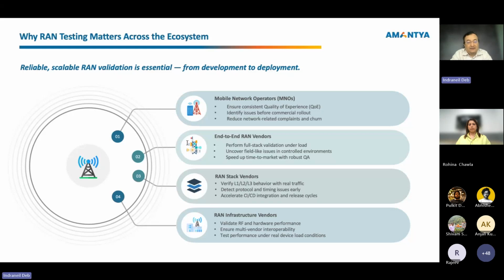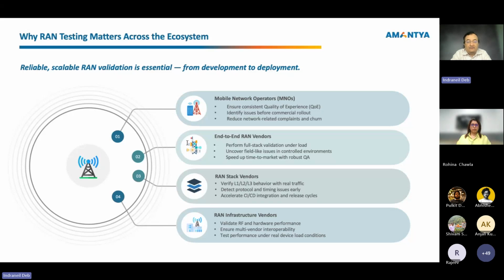The RAN stack developers are the third party. So these guys typically develop RAN software. Their areas of focus would be more or less similar to the end-to-end RAN developers. More specifically, they would be trying to test software implementation, focusing on L1, L2, L3 behavior, in addition to speeding up the testing cycle. The last player, however, is a relatively new addition to this list, right?